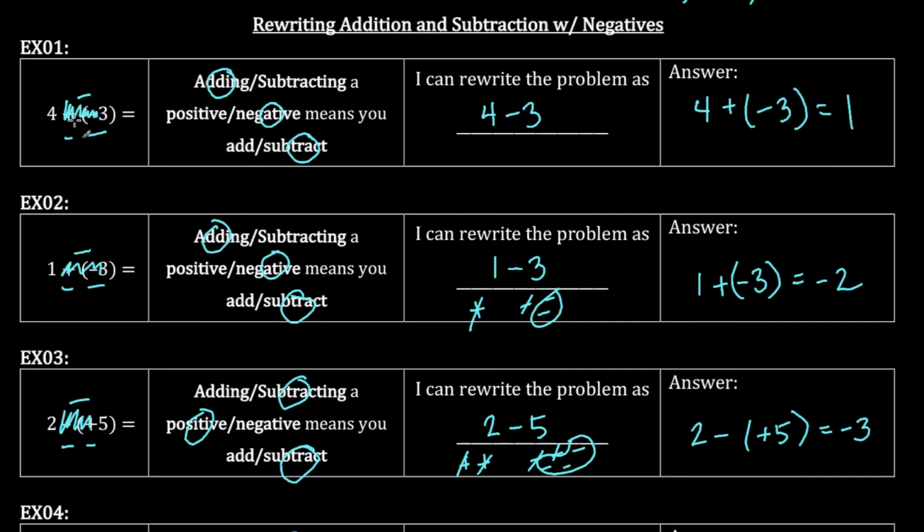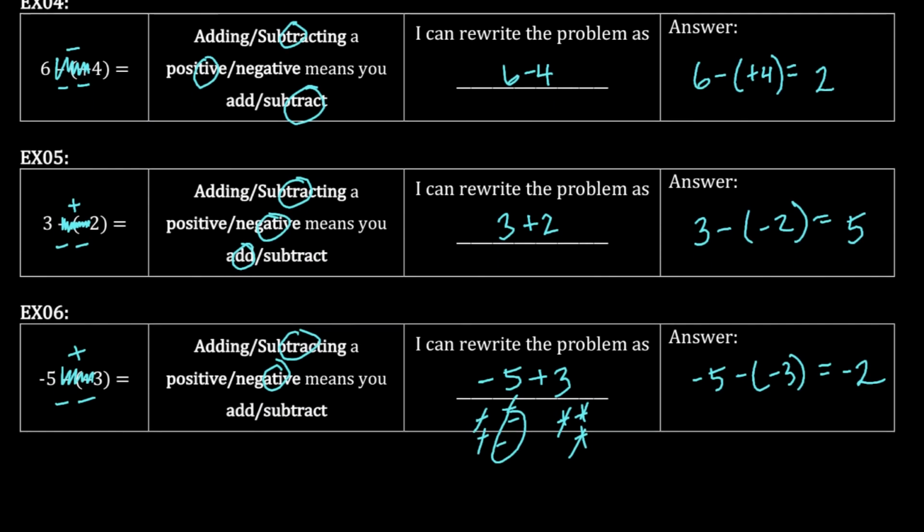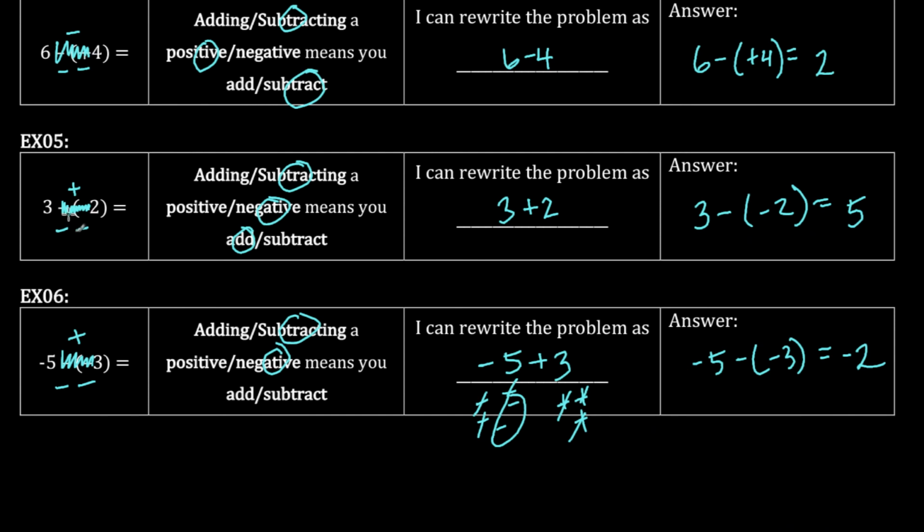So let's look at this for a second. When you add a negative, you subtract. They're different signs. When you subtract a positive, you subtract. They're different signs. When you subtract a negative, you add. Those signs are both the same sign, minus and negative. Subtract a negative, they're both minus, minus.